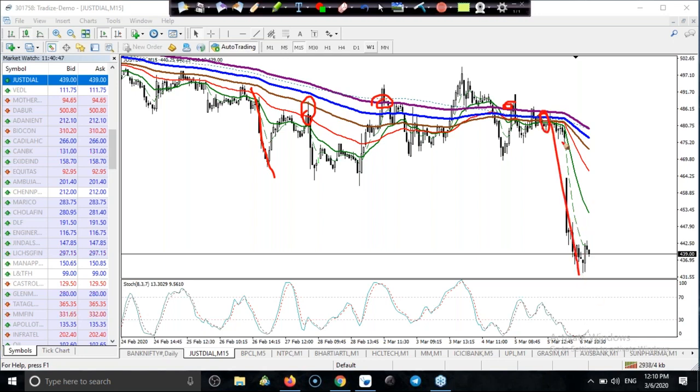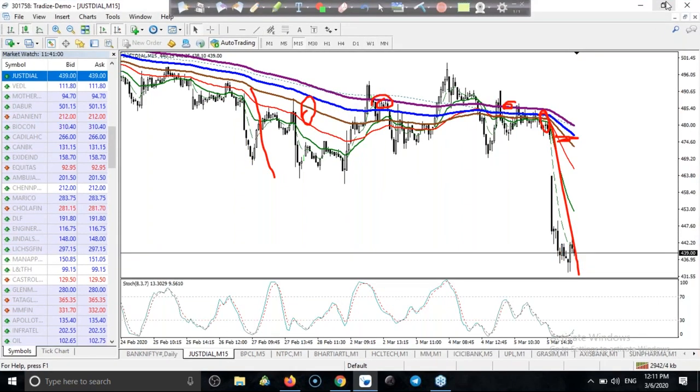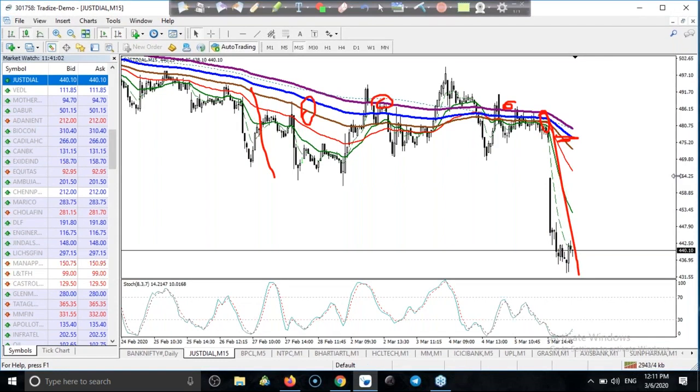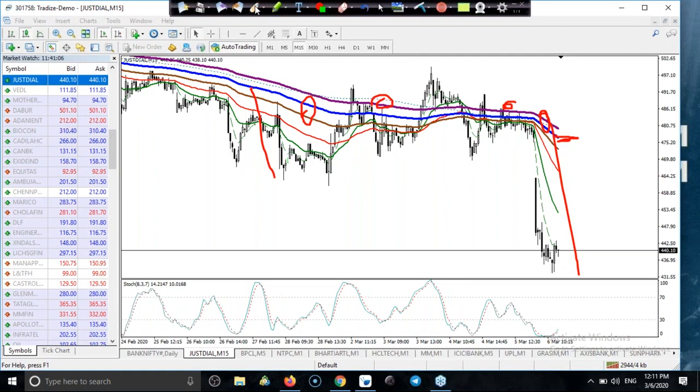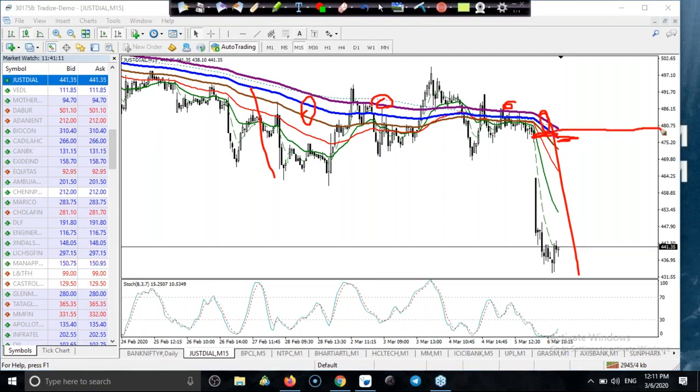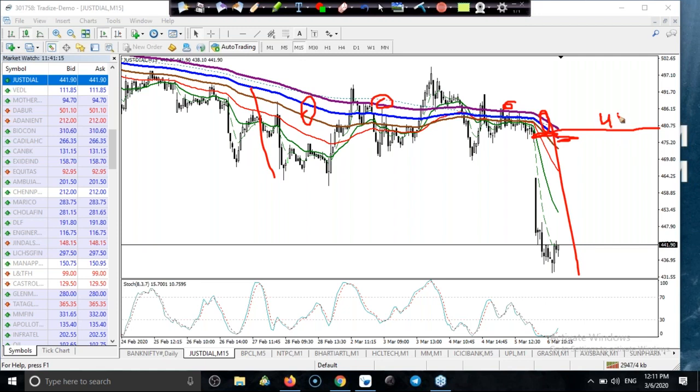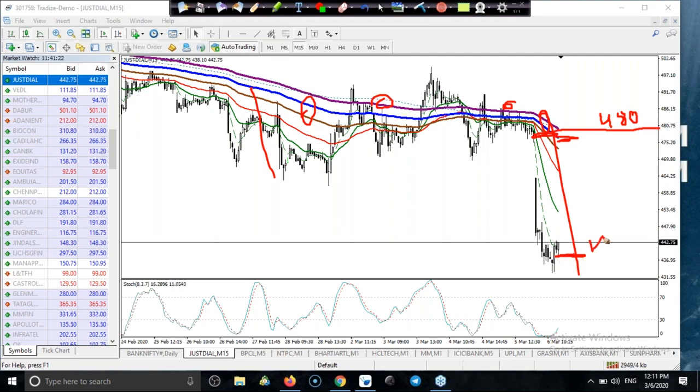Now you can see price dropped down from this area. Let me show you exactly what the point was there. At that time price was around 480, a round figure. Now the price dropped 40 points, and its current price is 4420, something like a round figure. So we have seen price drop 40 rupees from that area.